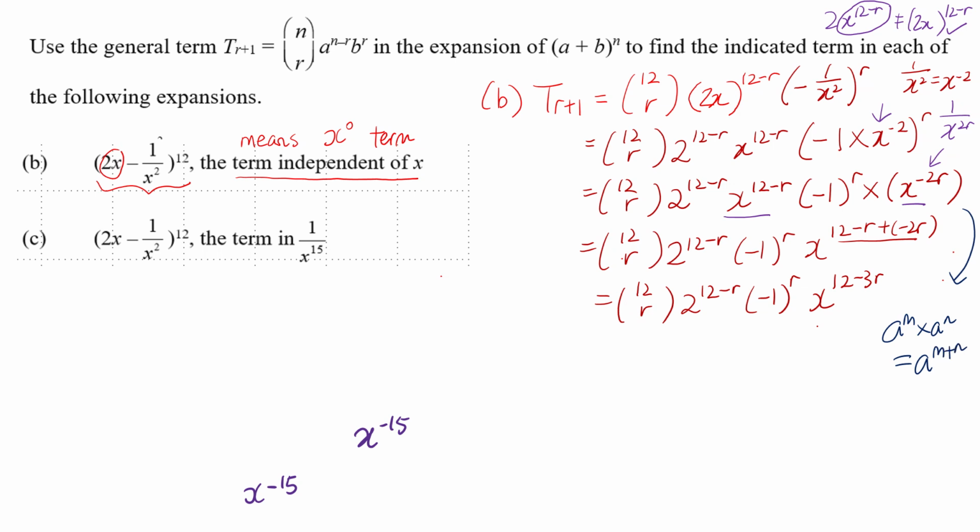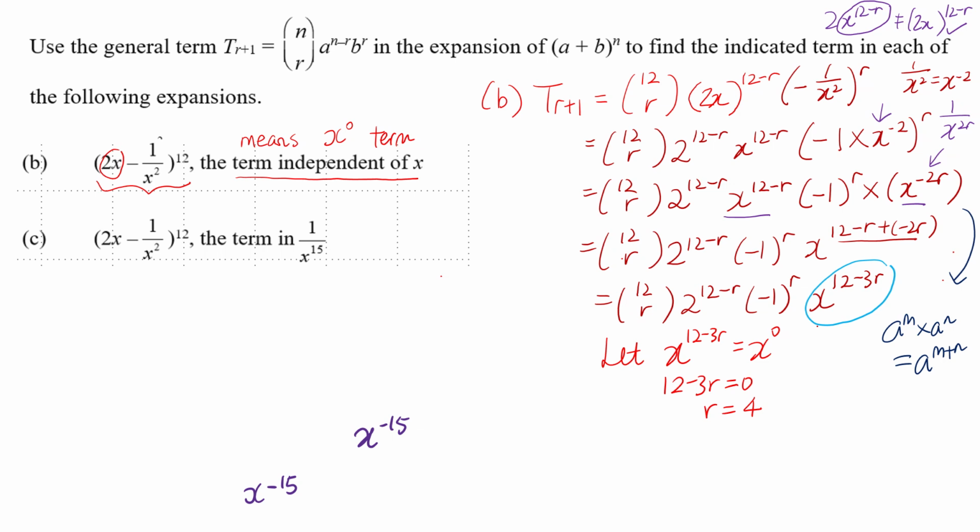Okay, right. So we want to find the term independent of x. That means we're interested to find x to the power of 0. So we're going to let x to the power of 12 minus 3r equal x to the power of 0. So 12 minus 3r is equal to 0. r will be equal to 4. And in the event that you get a fraction for your r, that means something has gone wrong in your working, because r and n are integers.